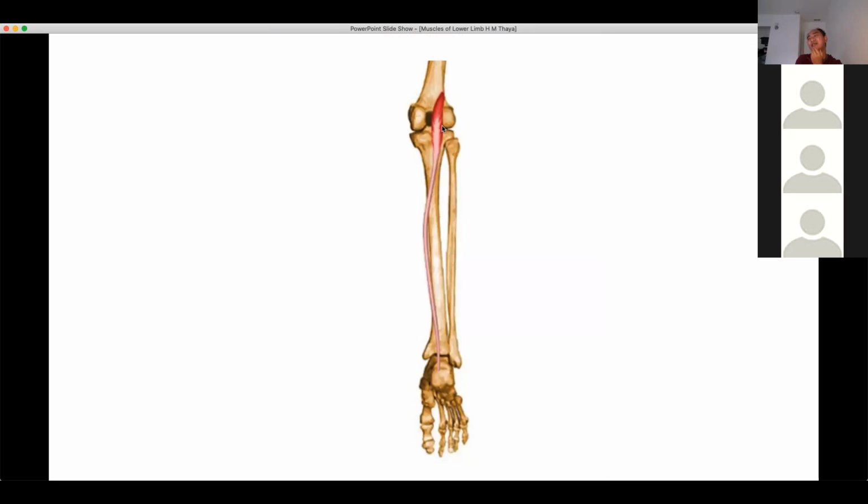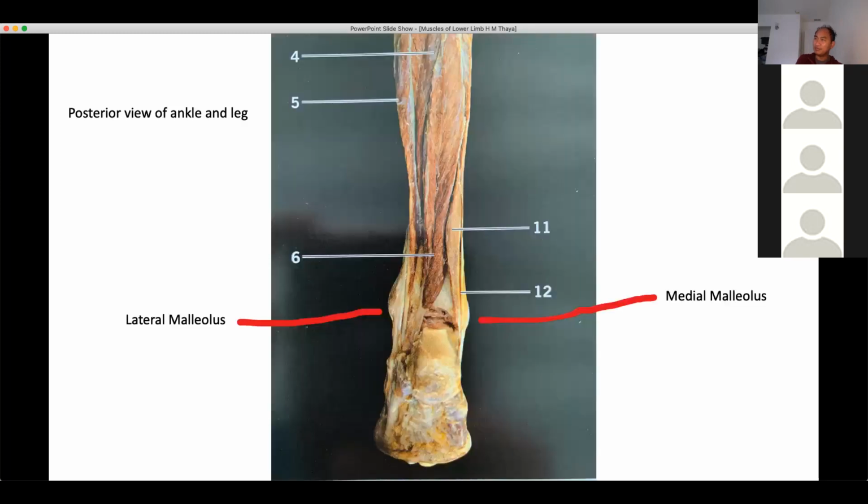This is the little plantaris tendon running here above the knee and down, crossing the ankle here. So it is a very small muscle. Let's try not to dig into this muscle. We just remember it as the plantaris muscle.